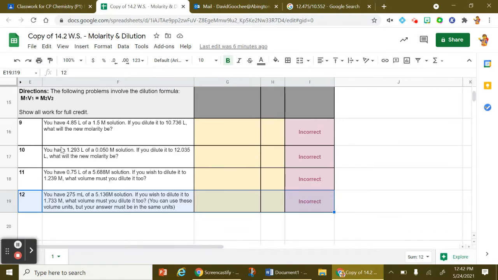Okay, now this is something that we briefly talked about in class called the dilution formula. Basically what it says is that the concentration of the starting solution times its volume is going to equal the concentration of the final solution times its volume. And remember, we measure concentration in molarity, and this formula makes sense.